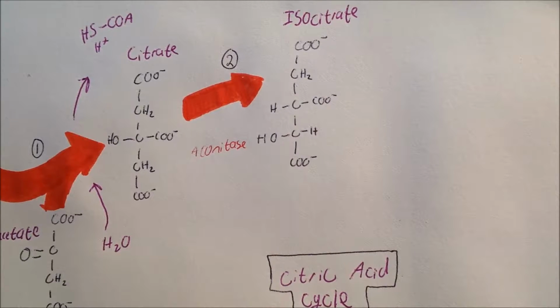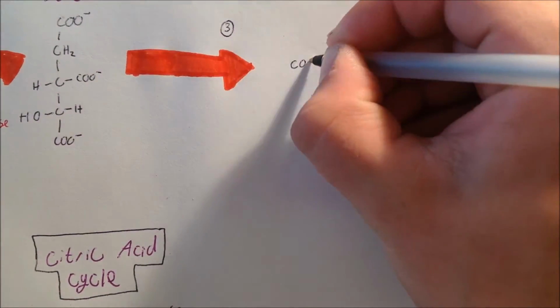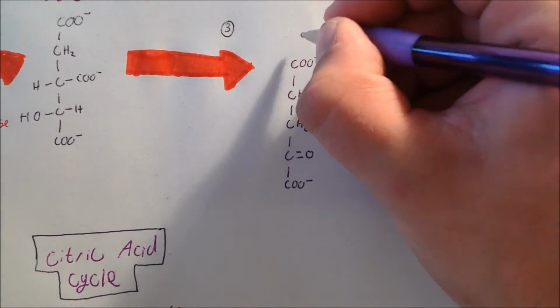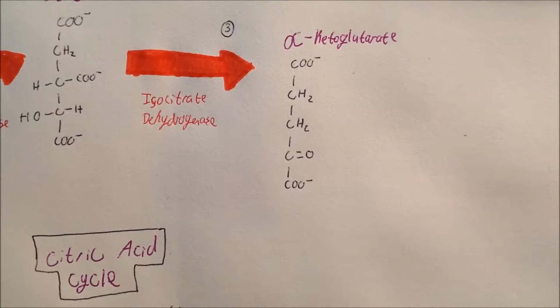It just allows the molecule to change and be changed into energy later on. Without this step, the energy wouldn't be able to come off the molecule, and it would just be a useless cycle. So the next step is changing isocitrate into alpha ketoglutarate, and that is done by the enzyme isocitrate dehydrogenase. So in this third step, isocitrate dehydrogenase changes isocitrate into alpha ketoglutarate.